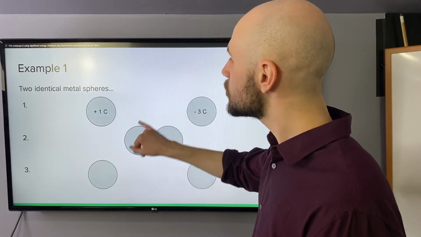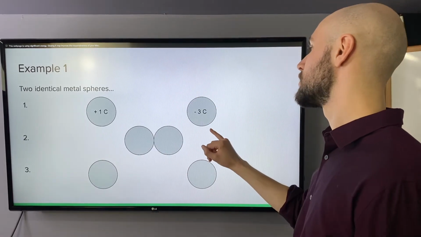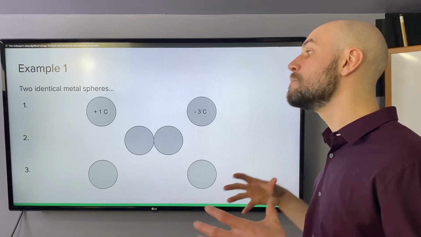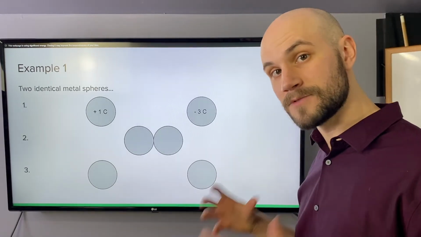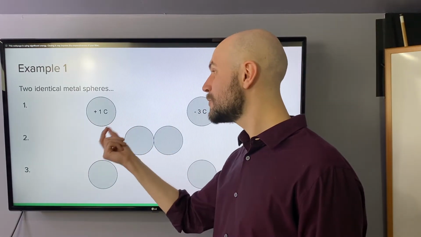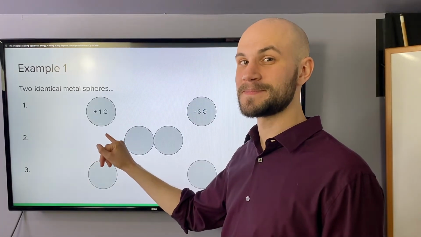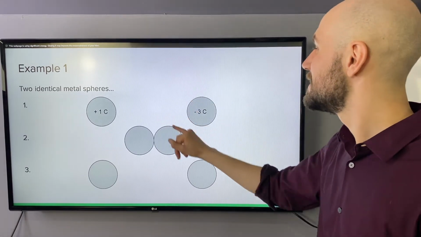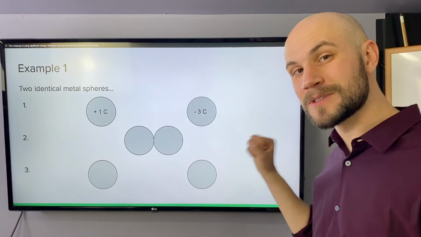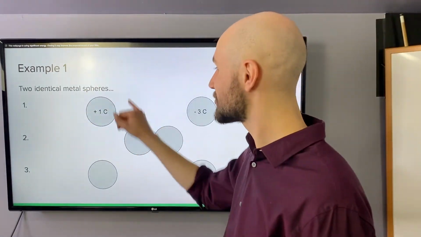This is a 1 Coulomb charge on this sphere. This is a -3 Coulomb charge on this sphere. Remember, coulombs is just a way for us to understand how much charge is on that sphere. It's buckets of charge. So this is positive 1 Coulomb. That means we're missing 1 Coulomb of electrons on this sphere. Here, we have a -3 Coulomb charge. That means we have an excess of 3 coulombs of electrons. 3 buckets of electrons are on this sphere. 1 bucket of electrons is missing from this sphere.